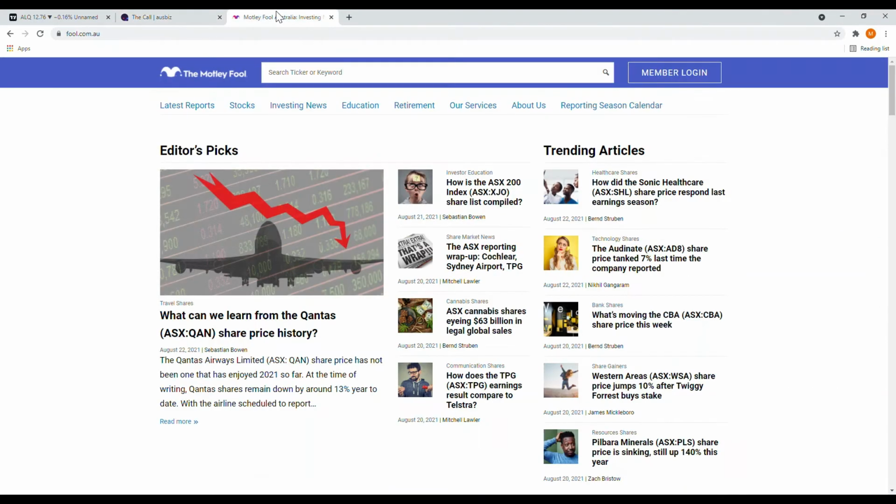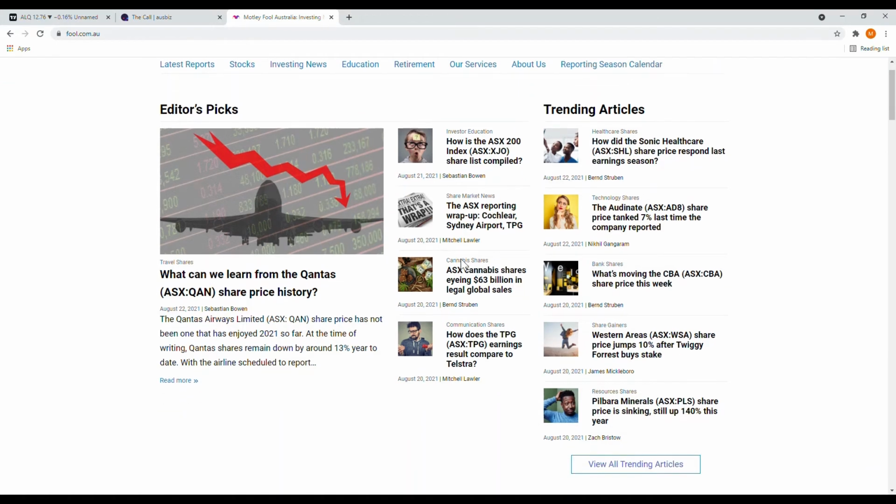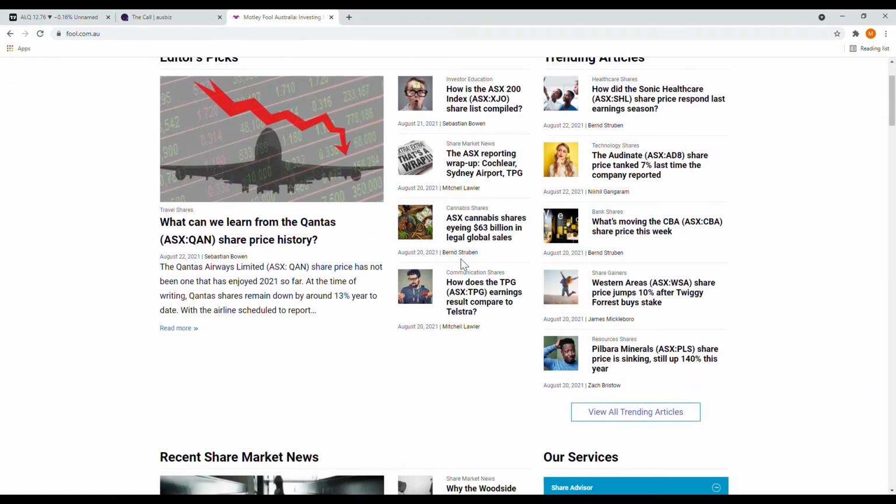Then the other thing is this Motley Fool. This is free. I don't have any subscription to this. I just read it once a day or so. Then I get a feel for what's happening in the stock market. If a stock goes really high, what's the reason? If a stock drops so dramatically, what's the reason? Sort of get a feeling for what's happening in the stock market.